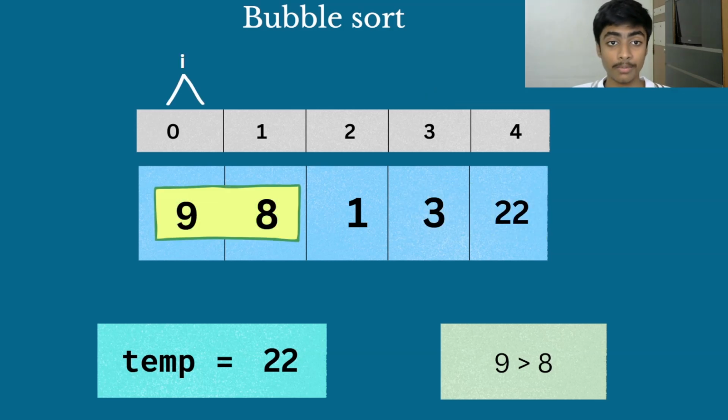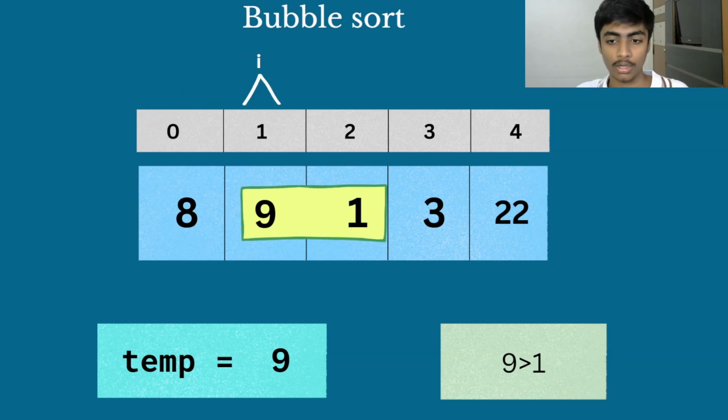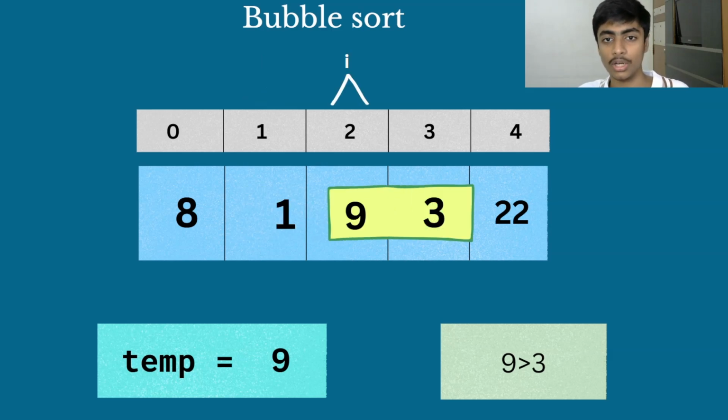So our I is going to become 0 again. And now we're going to check if A of 0, which is 9, is greater than A of 1, which is 8. Since the condition is true, we're just going to swap them the usual way. So now that I've swapped them, our I is going to increment to 1. Now we'll check if 9 is greater than 1. This is true, so we're going to swap them. Our I is going to increment to 2. We'll check if 9 is greater than 3. This is also true, so we're going to swap them.